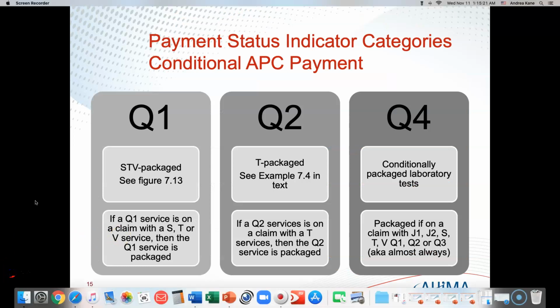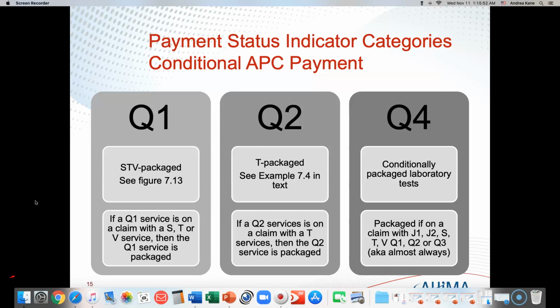Talk about Q2. If you look in your book on page 162, there's example 7.4. A patient's admitted to the ED for a possible hip dislocation. A hip x-ray with contrast is performed and shows a hip dislocation. The treatment's provided to put the hip back into proper alignment. The hip x-ray is assigned a payment status indicator of Q2. The dislocation treatment is assigned a payment status indicator T.